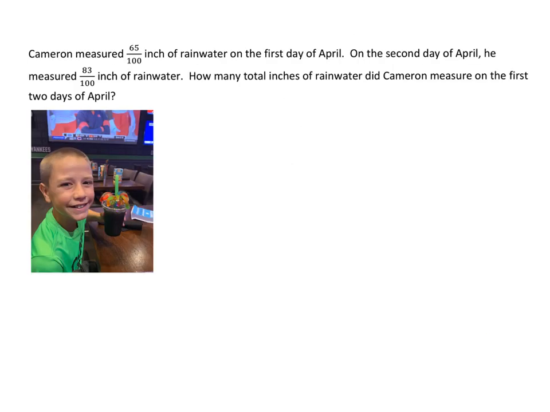And our last one, given by my son, Cameron, but he spells his name a little different. All right, so Cameron measured 65 hundredths of an inch of rainwater on the first day of April. On the second day of April, he measured 83 hundredths of an inch of rainwater. How many total inches of rainwater did Cameron measure on the first 2 days of April? I want my son to be telling us. All right, so Cameron, can you please tell us what we need to do?